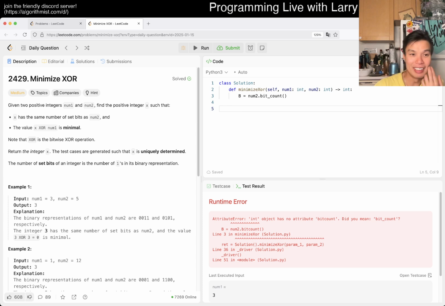I don't know what's going on here. Okay, so we want a number x such that it has b number of set bits, and the XOR is minimal, right? Well, how do we make it minimal?